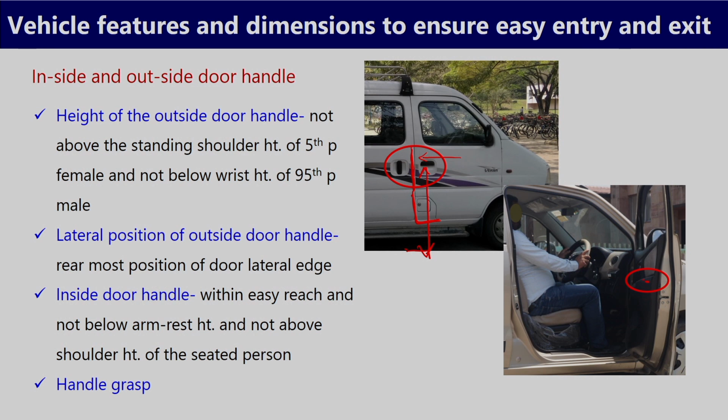Then handle grasp, and there are other grab handles also at this position with the roof rail, those also help in the entry exit process. While we are discussing inside or outside door handle, grab handle, one important aspect is that the dimension of the door handle should be such that at least 4 fingers of the 95th percentile, that is the hand breadth of the 95th percentile person, should be accommodated, so that 4 fingers can go inside and pull the door handle. On the other hand, we also have to think that drivers in a cold environment can also wear gloves.